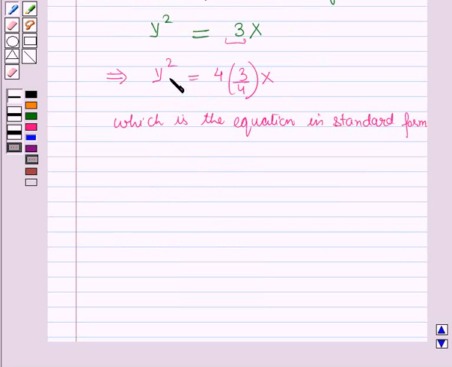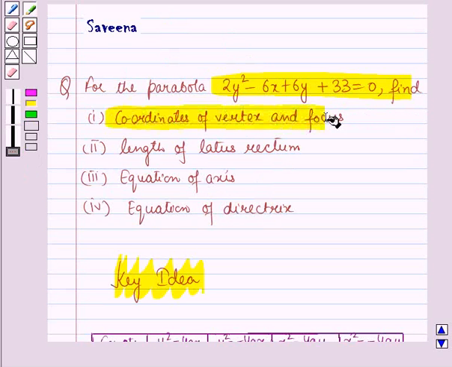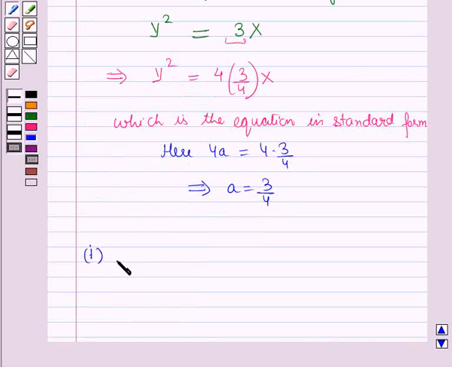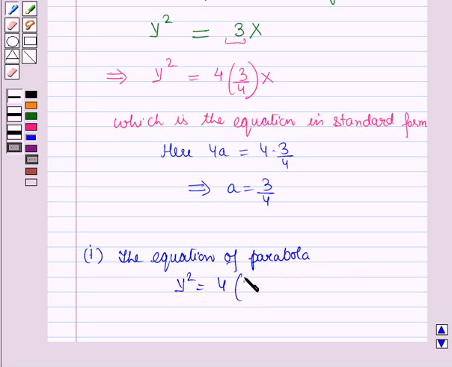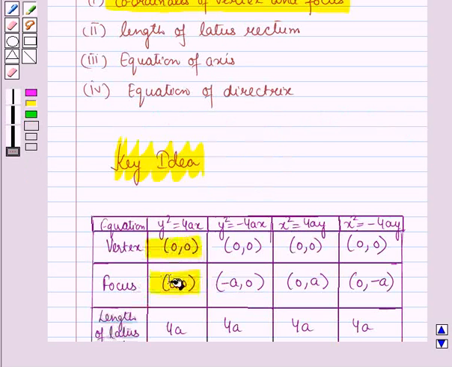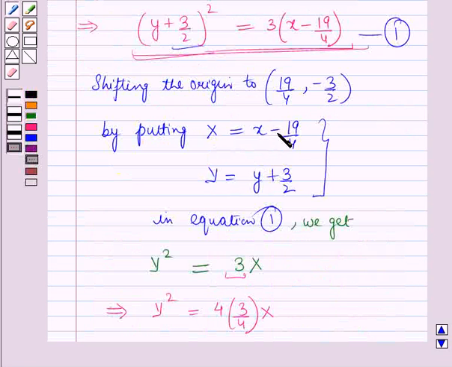Now this is of the form y square is equal to 4ax. Now here 4a is equal to 4 into 3 by 4. This implies a is equal to 3 by 4. Now in the first part we have to find the coordinates of vertex and focus. Now we have the equation of parabola, that is Y square is equal to 4 into 3 by 4 into X, which is of the form Y square is equal to 4aX. Now using this result, which is given in the key idea, capital X is equal to x minus 19 by 4 and capital Y is equal to y plus 3 by 2.